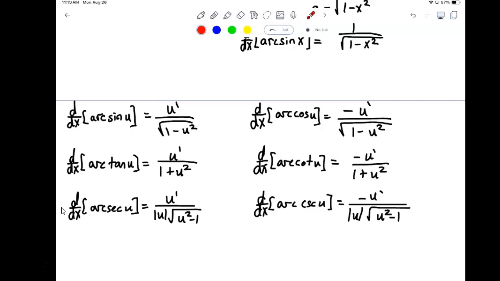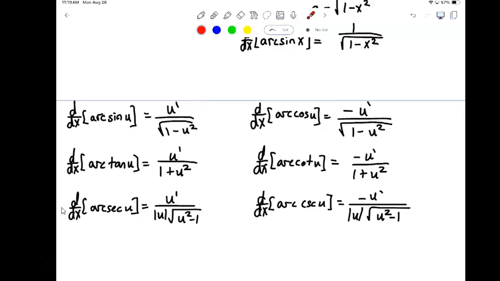What you want to notice here is there's 6 of them, but they're actually a lot easier to remember because there's really only 3 rules, because all of the cofunctions are negative. So if you know the derivatives for arc sine, tangent, and secant, then you also know the derivatives for arc cosine, arc cotangent, and arc cosecant.